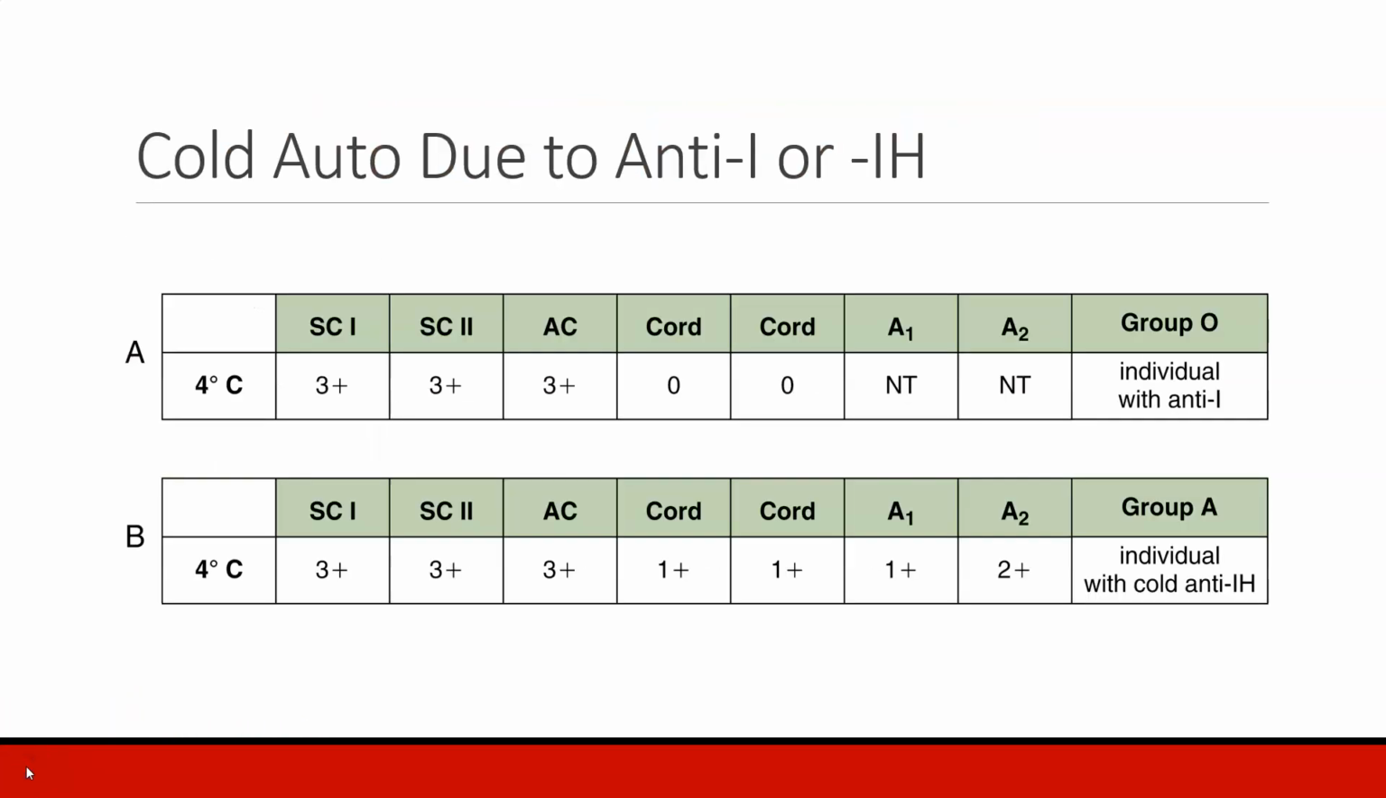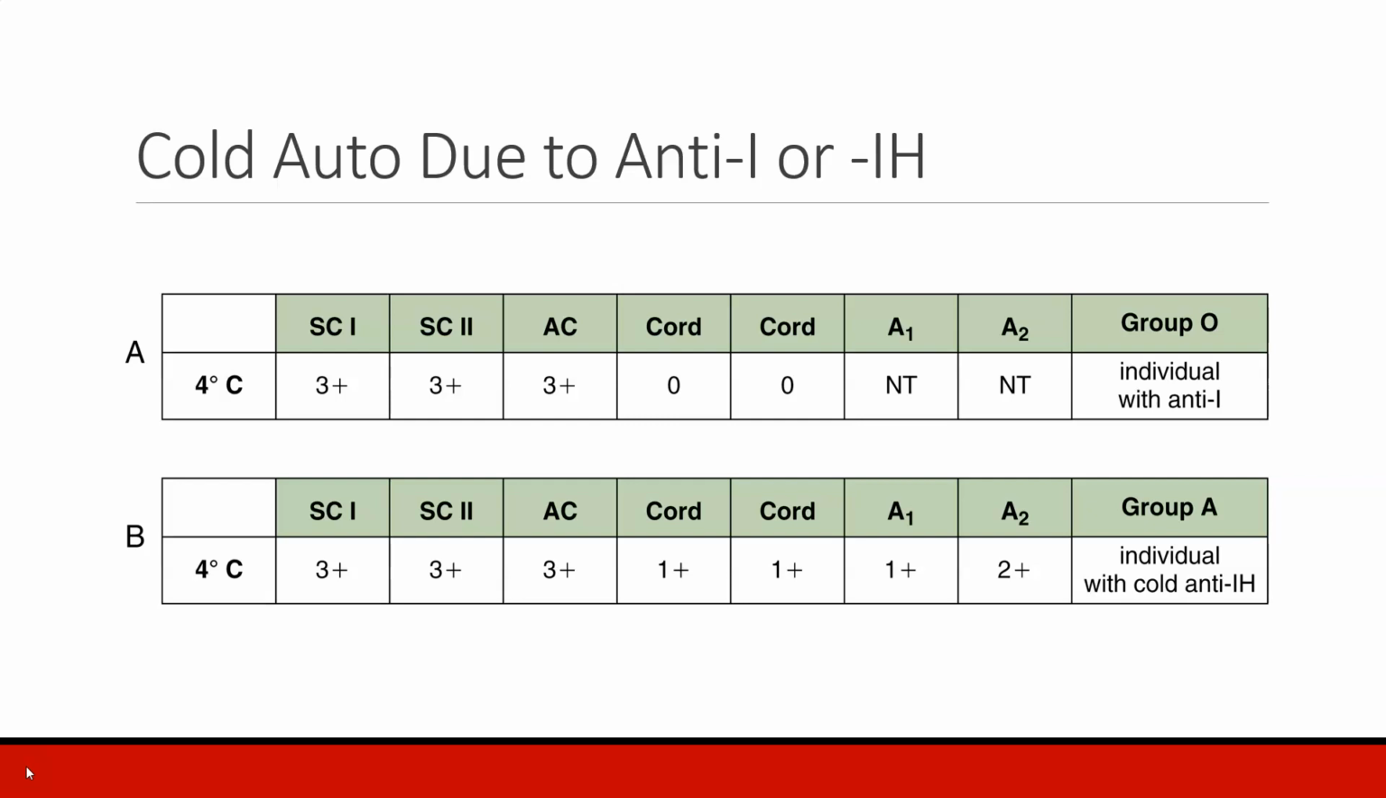So how do you identify this? We identify it by doing a cold screen. In this case, you see there's 2 screen cells, 1 and 2, the autocontrol, and 2 cords. Why did we pick 2 cord cells? When you're born little I positive, and as you grow up, you transition to your adult phenotype of big I. So cords are, if we're looking at a big I specificity, cords are negative, so our expectation is 0. And then the A1 and A2 cells are not tested. So this is an individual who has a cold autoantibody and is anti-big I.